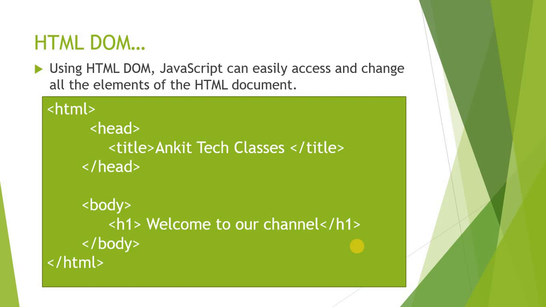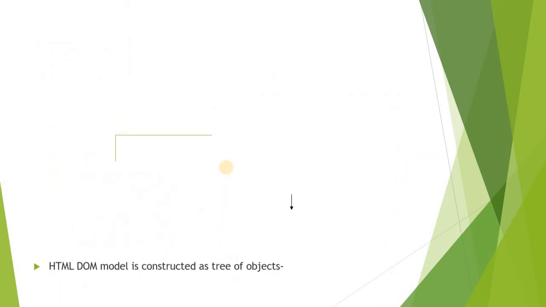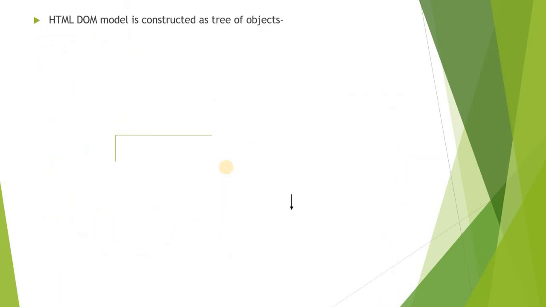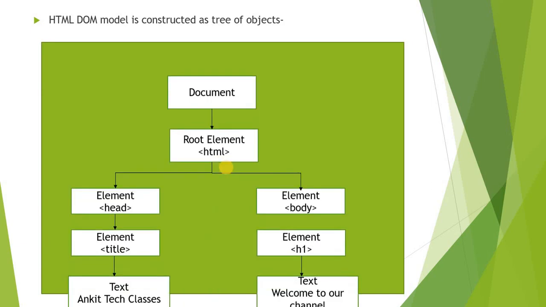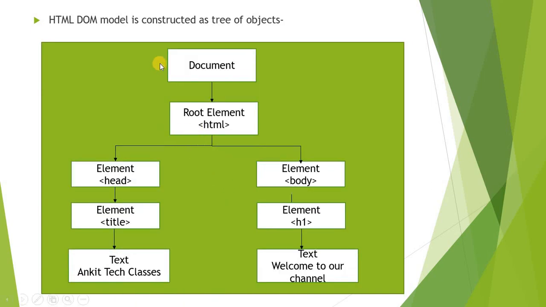So here you can see that whenever you write any HTML, internally it is represented like a tree of objects, which is represented by a document of HTML DOM. HTML DOM contains a root element defined as HTML, and the root element can contain any number of nesting levels of elements.